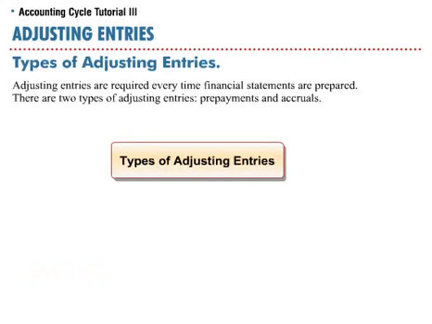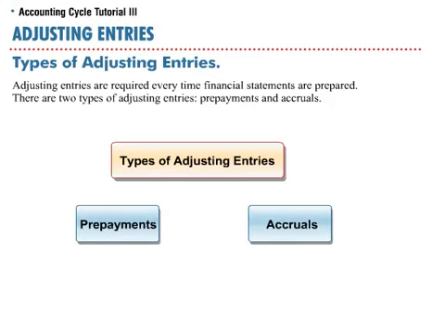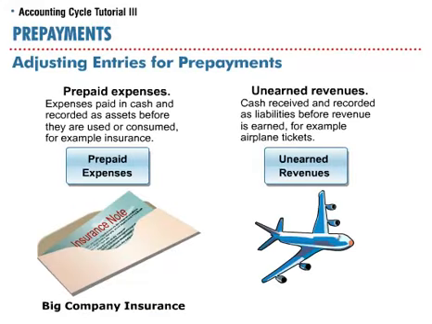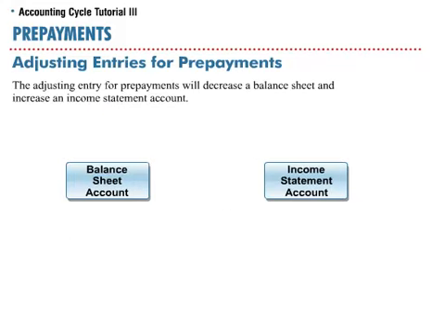Adjusting entries are required every time financial statements are prepared. There are two types of adjusting entries: prepayments and accruals. Adjusting entries for prepayments are required at the statement date to record the portion of the prepayment that represents the expense incurred or the revenue earned in the current accounting period. The adjusting entry for prepayments will decrease a balance sheet account and increase an income statement account.